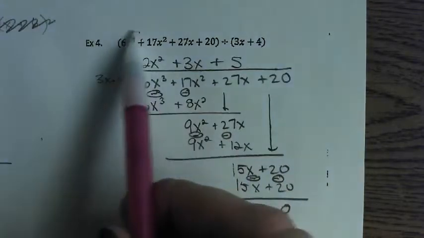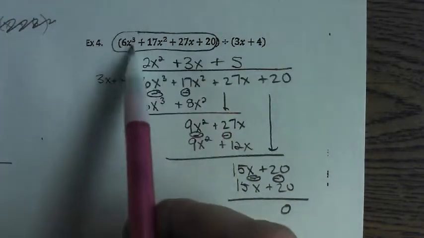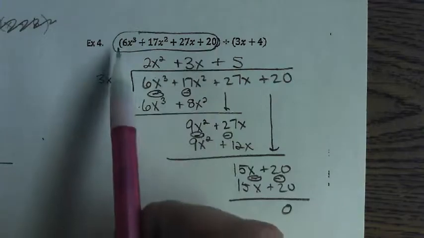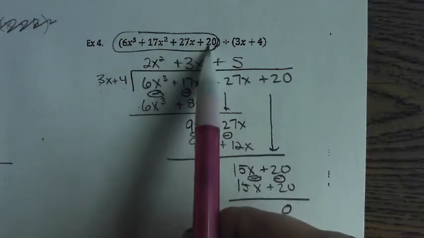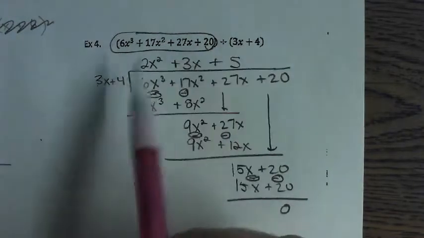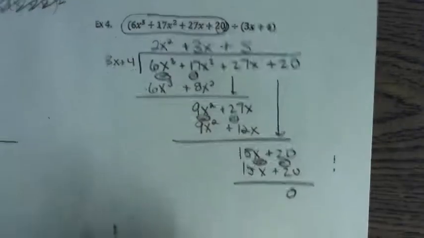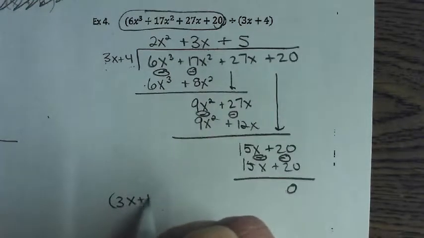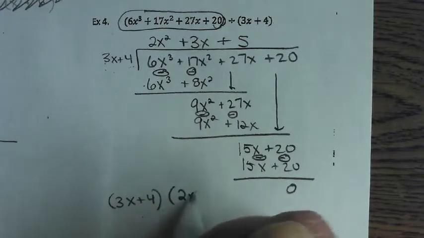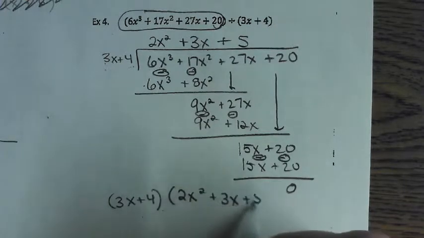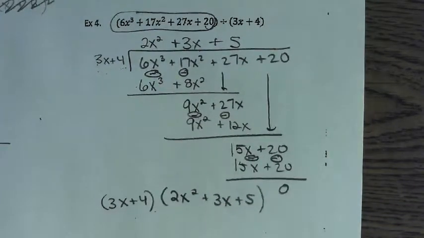So here is something that would not have been factorable by hand. Grouping wasn't going to work on this. But by being told to divide out 3x plus 4, what I just realized is that this is factorable into 3x plus 4 times 2x squared plus 3x plus 5.